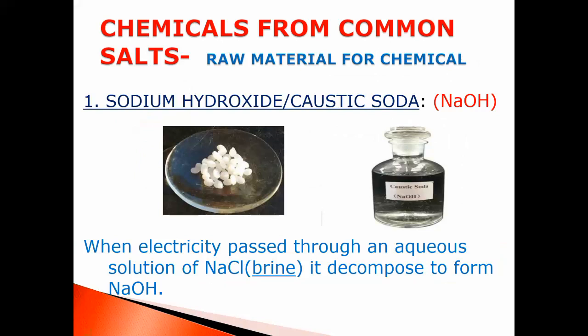So let's start with our first slide, and here we will see how sodium hydroxide or caustic soda, with formula NaOH, can be obtained. Electricity is passed through aqueous solution of NaCl called brine. Remember this word brine. It is aqueous solution of NaCl. Electricity decomposes the solution and NaOH is formed.